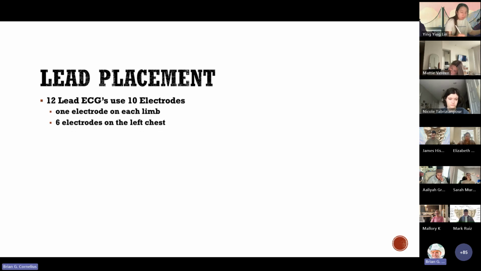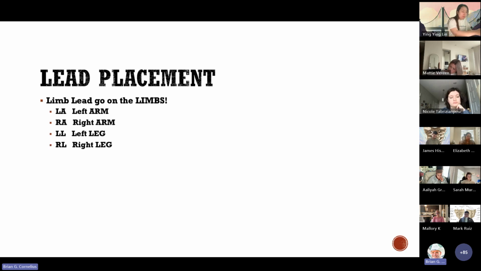A little trick here. 12 lead EKGs don't actually have 12 electrodes. There's really only 10 electrodes there. As you start looking at some of your substituted views, say for instance, you're doing a right-sided 12 lead or a posterior 12 lead, you're just going to move your precordial leads around for those patients, and you'll make sure you document that. But there's only 10 electrodes on a 12 lead, one for each of the extremities, and then six on the precordial leads or the chest themselves.